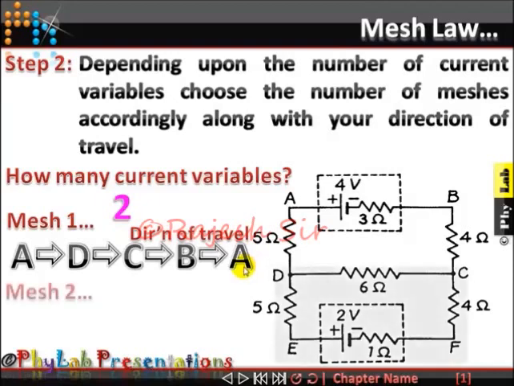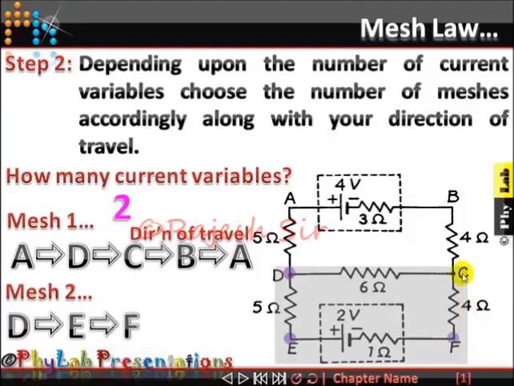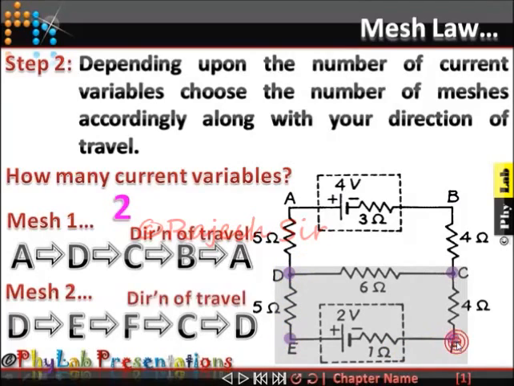Now the second mesh which I am about to take into consideration will be this one, which is now highlighted. Now you can see this mesh starts from D, and then I am going to travel to E, then to F, then C, and then back to D. Remember, a mesh must be closed, so your starting and ending point must be the same. So I start from D, go to E, then to F, then to C, and back to D.